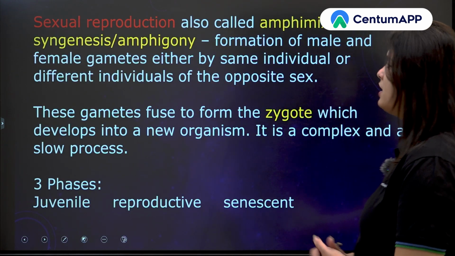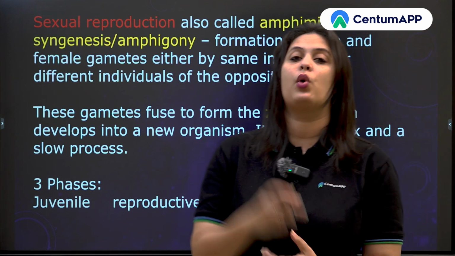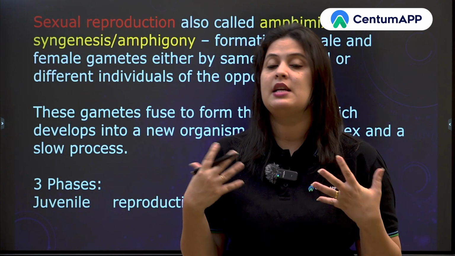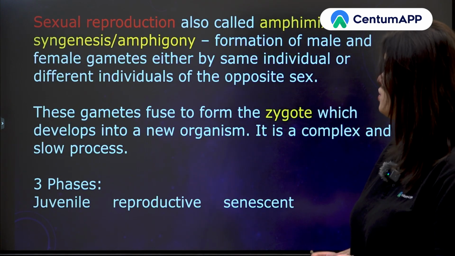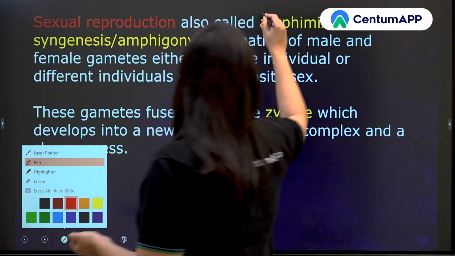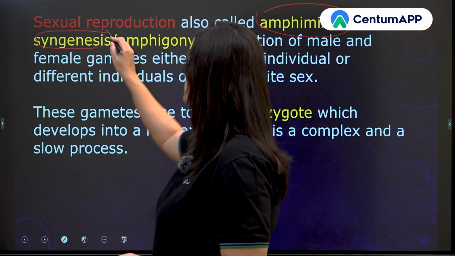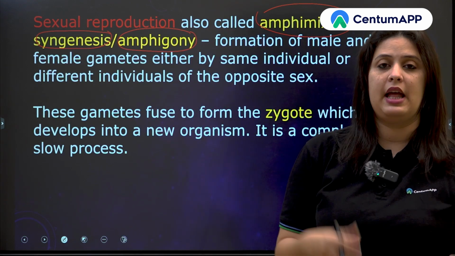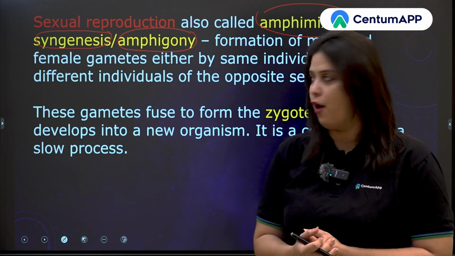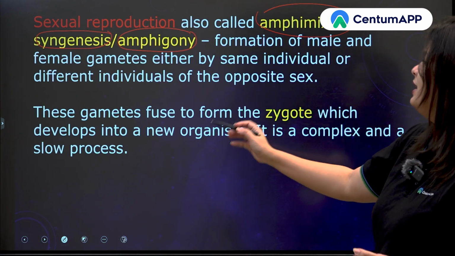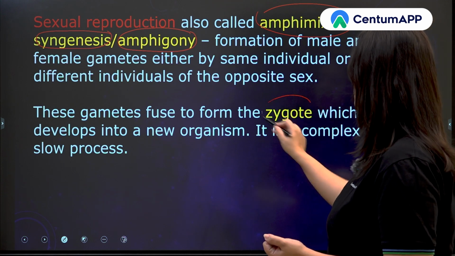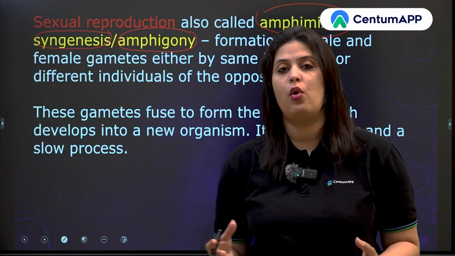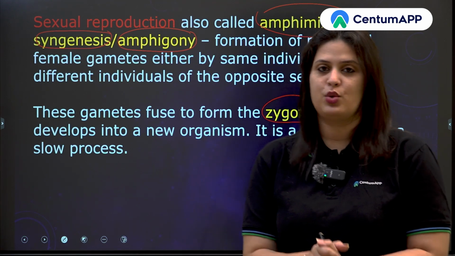Okay, so sexual reproduction, there are different names for sexual reproduction. So if your question has been asked in any of these names, you need to know what sexual reproduction is also called. Sexual reproduction is also called amphimixis, syngenesis, or amphigeny. This is the formation of the male and the female gametes to further produce the offspring. These gametes fuse to form the zygote, which develops into a new organism. This is a very complex and a very slow process, unlike asexual reproduction.